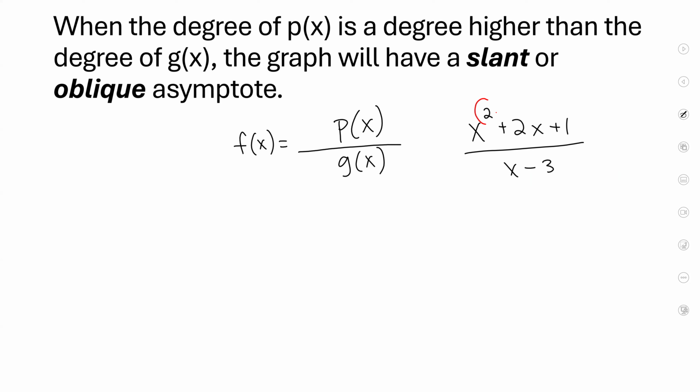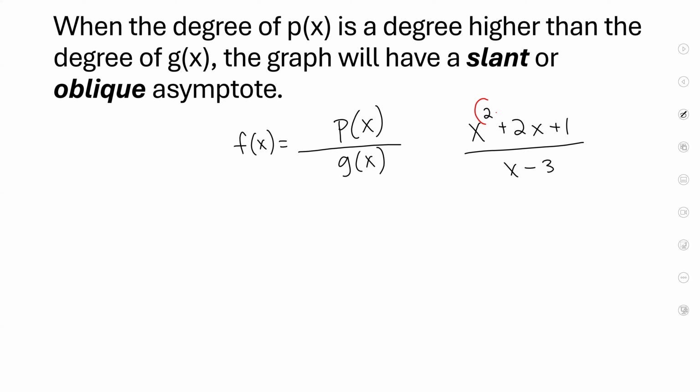When the degree of P of X is greater than the degree of G of X, and this is some function, that means the graph will have a slant, also known as an oblique asymptote. So let me give you an example.